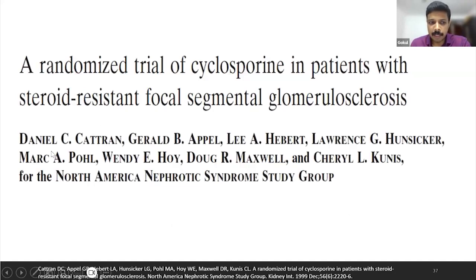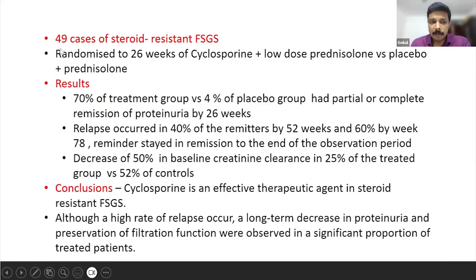So this is a study by Catran et al., which showed the role of cyclosporine in steroid-resistant forms of FSGS. Here there were 49 cases of steroid-resistant FSGS. They were randomized to 26 weeks of cyclosporine and low-dose prednisolone versus placebo with prednisolone. The observations were that 70% of the cyclosporine group versus 4% of placebo had partial or complete remission by 26 weeks. By 52 weeks, relapse occurred in 40%, and by 78 weeks, 60% of these patients who attained remission with cyclosporine had a relapse.